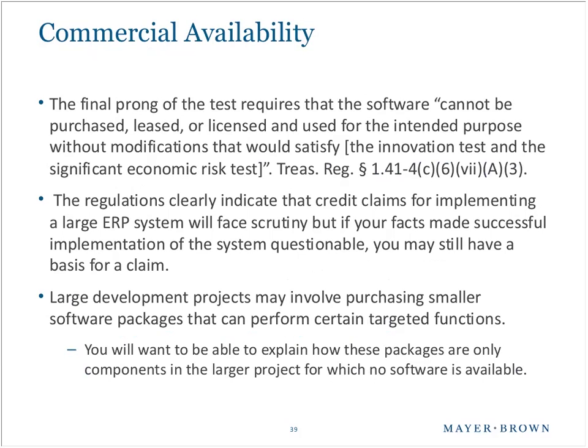So, for example, the regulations clearly indicate that a credit claim for implementing a large ERP system would typically face scrutiny, and we showed you an example from the regulations that illustrated that previously in the presentation. But if your fact base makes clear that successful implementation of that system is uncertain or questionable or very technically difficult in certain ways, you still may have a basis for that claim as long as your uncertainties are technical in nature and that they meet the other two prongs of the high innovation test, the innovation test itself and the significant economic risk test.